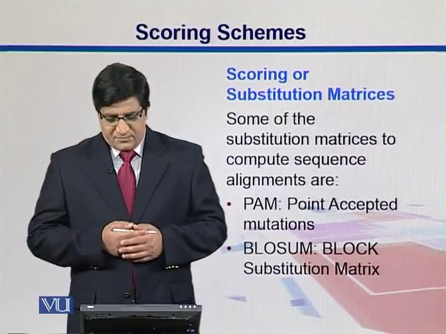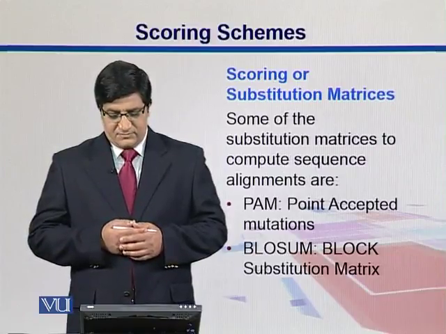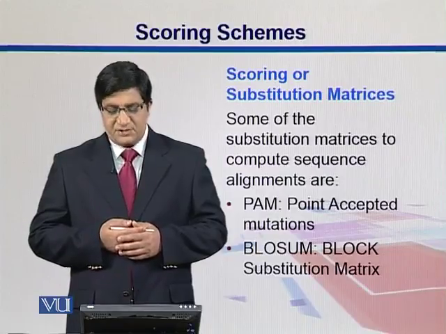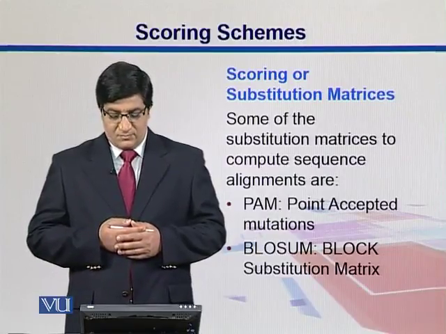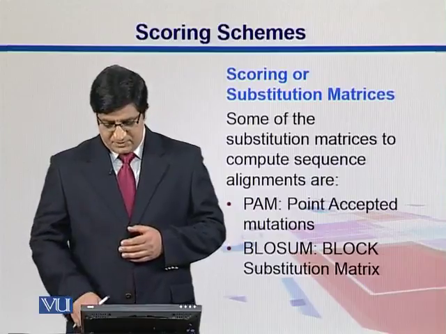Some of the matrices used to compute sequence alignments are PAM, point accepted mutation, and the other one is BLOSUM, block substitution matrices. We'll talk about them in a later section.